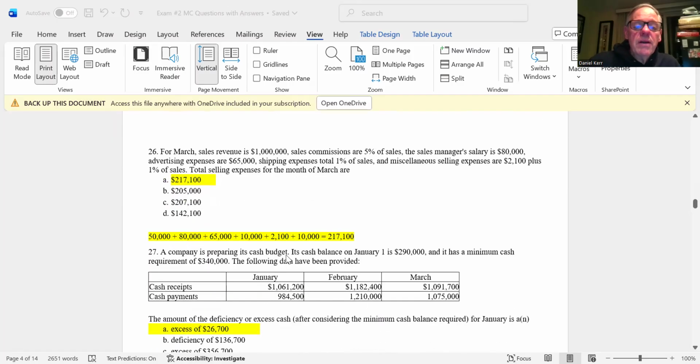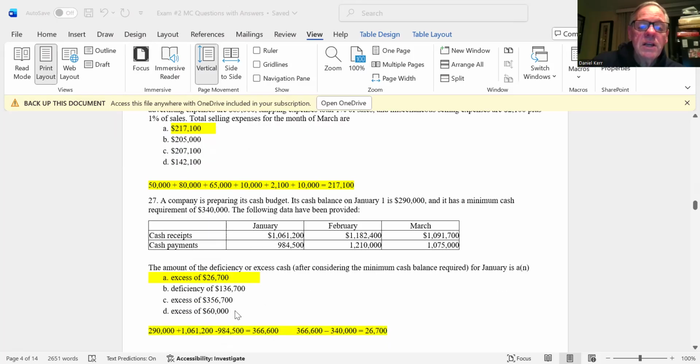27. The company is preparing its cash budget. The balance for January 1 is $290,000 and has a minimum cash requirement of $340,000. Following data is provided, so they want us to focus in on January. They say the amount of deficiency or excess cash after considering the minimum balance for January would be what? So beginning balance of January is $290,000. There's your receipts for January. There's your past payments for January. That gives you $366,000. And we want to have at least $340,000 on hand. So we've got excess cash of $26,700. So the answer there is A.